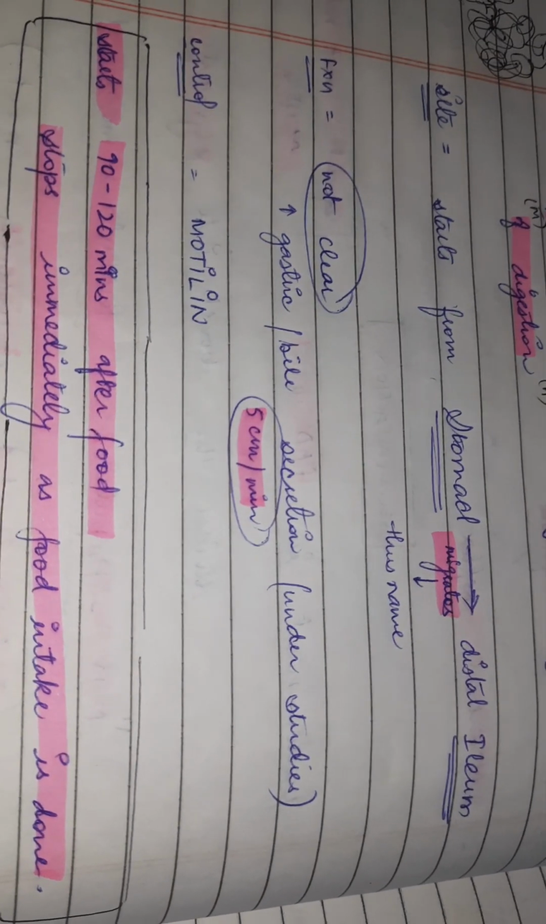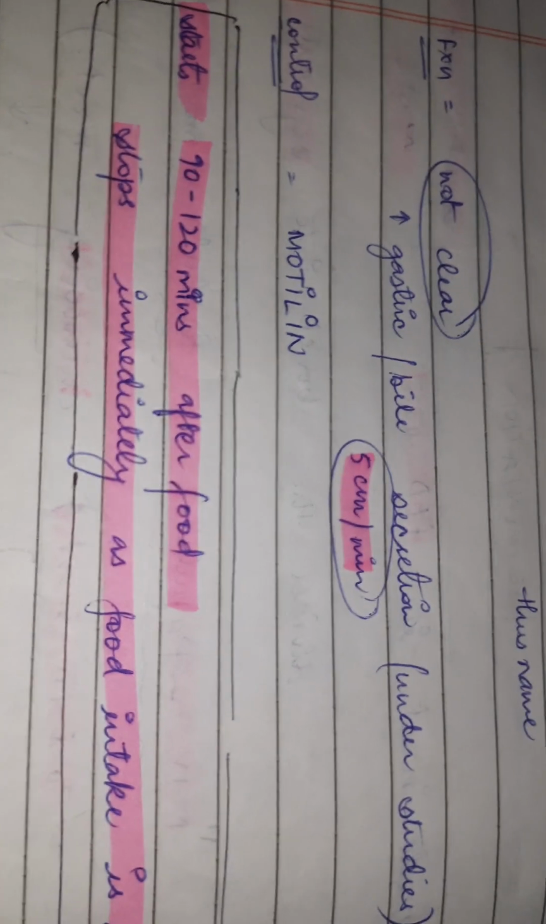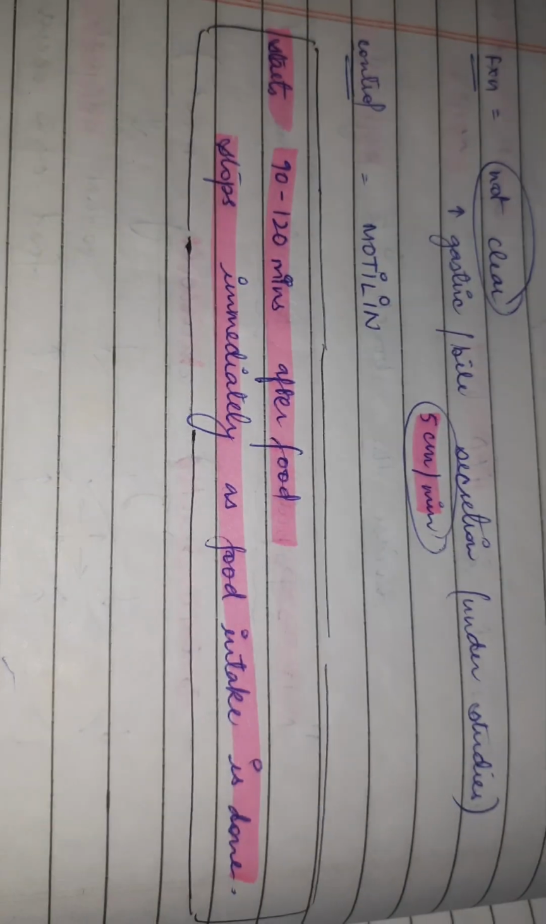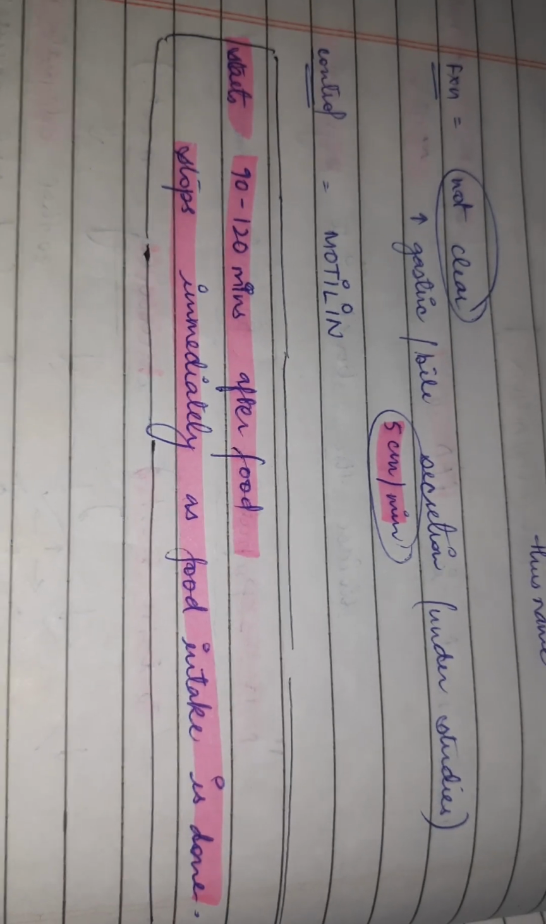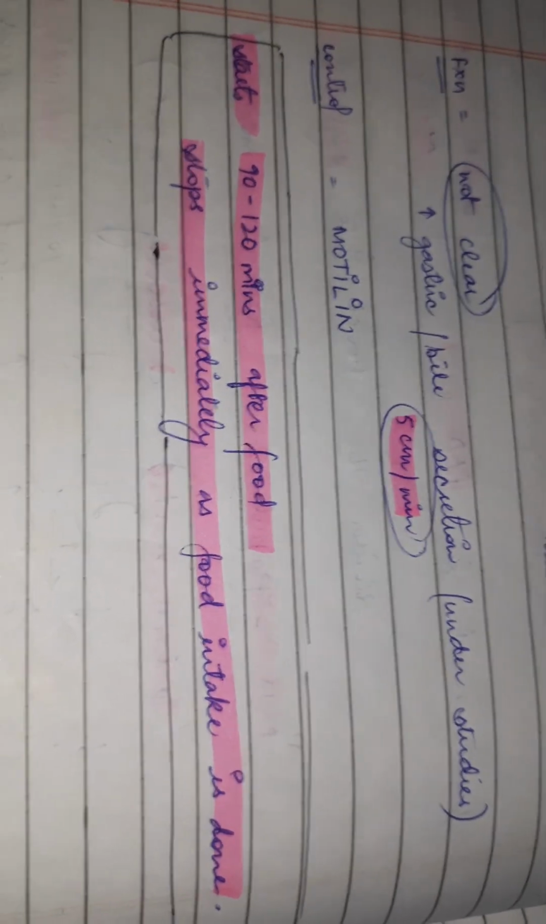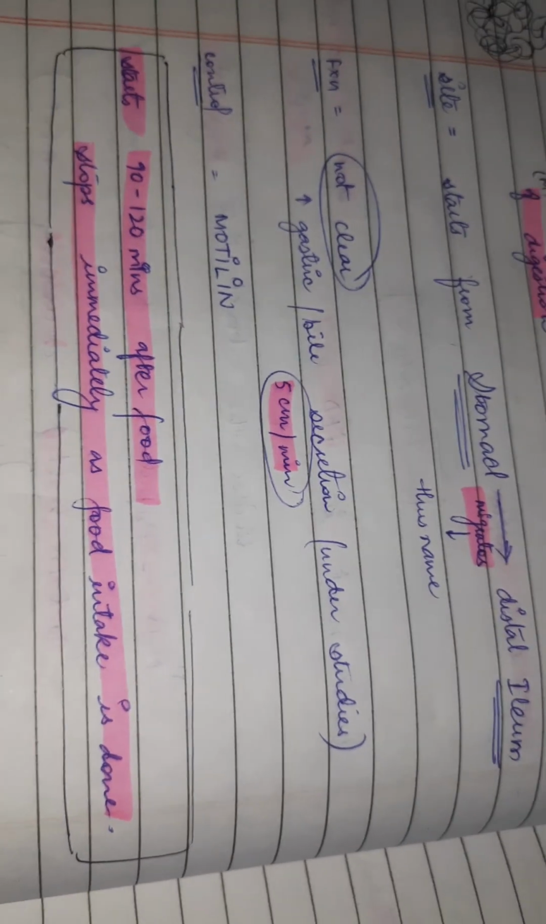It increases bile or gastric secretions. The rate is 5 centimeter per minute. It is controlled by motilin, which is a gastric hormone. Maybe it's a gastric hormone, maybe it's an intestinal hormone. We will see it further in this chapter only. Yeah, this is important.